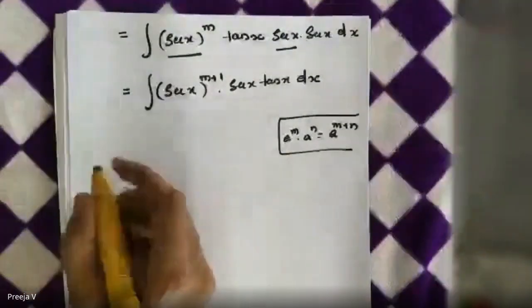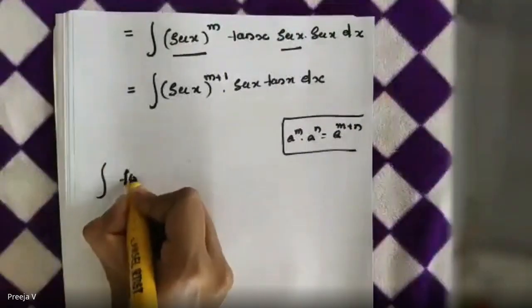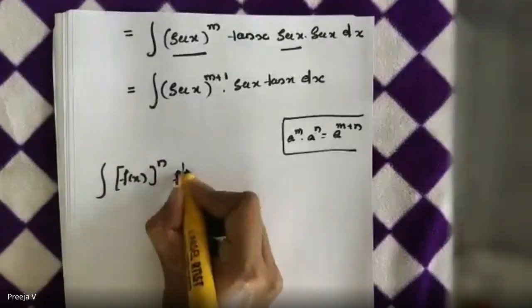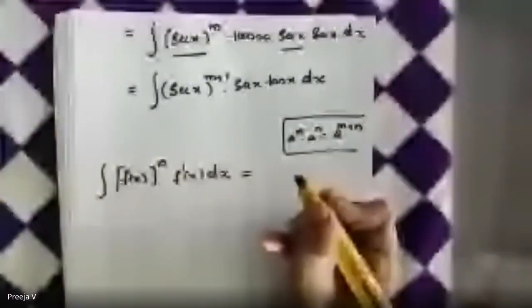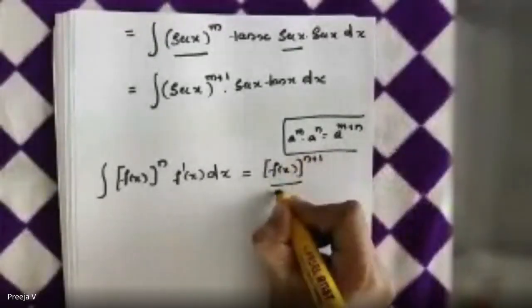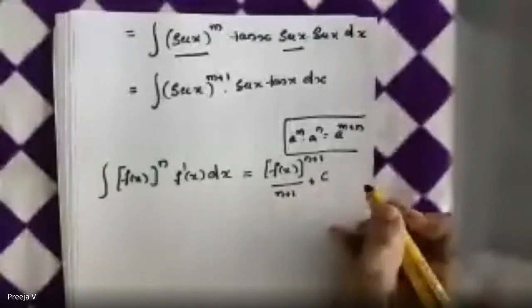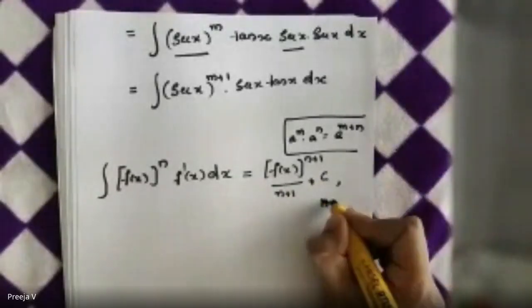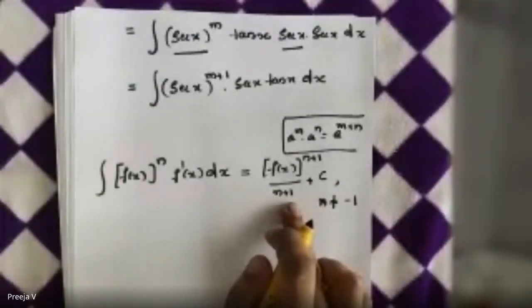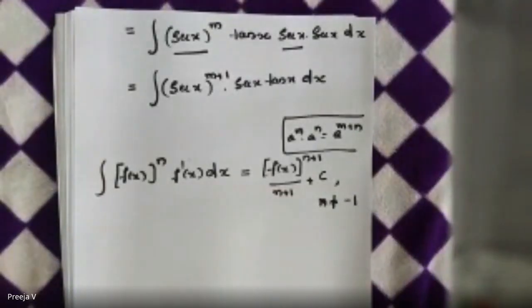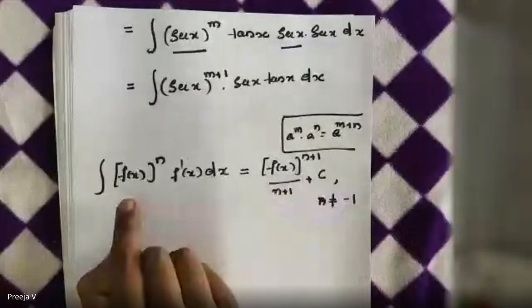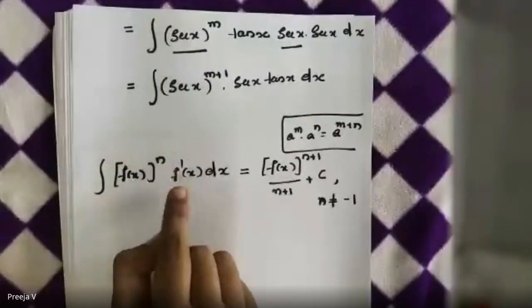ഓക്കെ, ദാറ്റ് ഇസ് ഇന്റഗ്രൽ f of x raised to n into f dash x dx is equal to f of x raised to n plus 1 by n plus 1 plus c. This is the shortcut formula where n should be not equal to minus 1. If n is equal to minus 1, our denominator becomes 0. Denominator 0, 1 by 0 form, indeterminate form. So n not equal to minus 1.